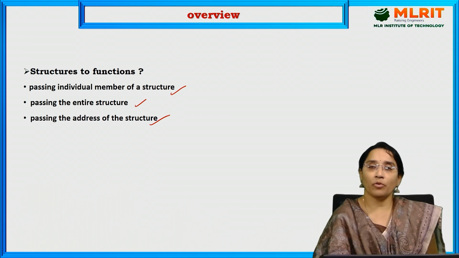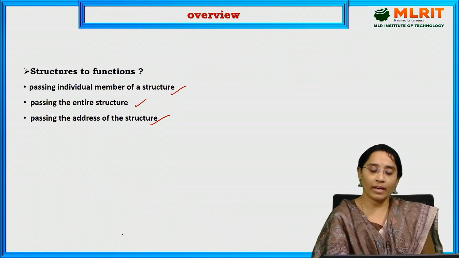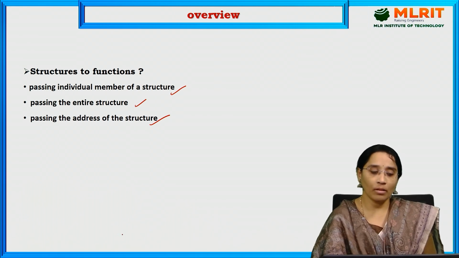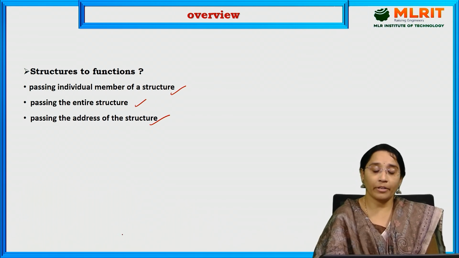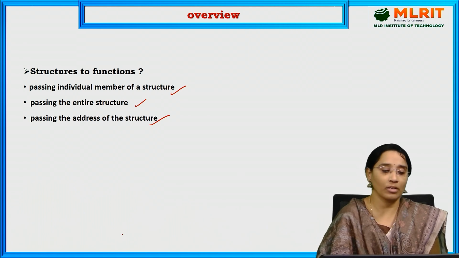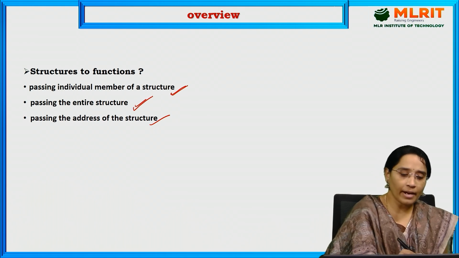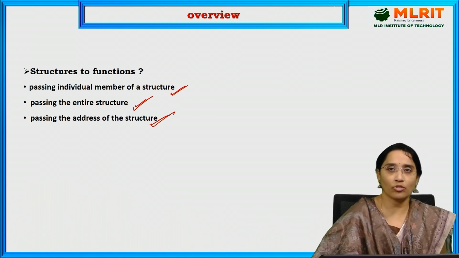So what is a function? If you want to repeat any set or block of code, you can use functions. We have seen passing an array as a parameter to a function. Now what are the types of passing a structure to a function? Passing an individual member of a structure, passing the entire structure, and passing the address of the structure.